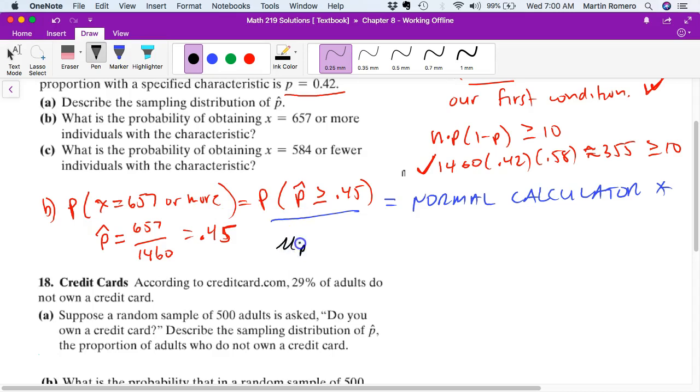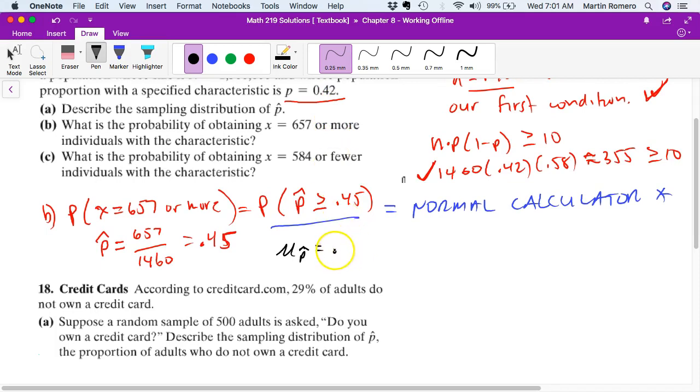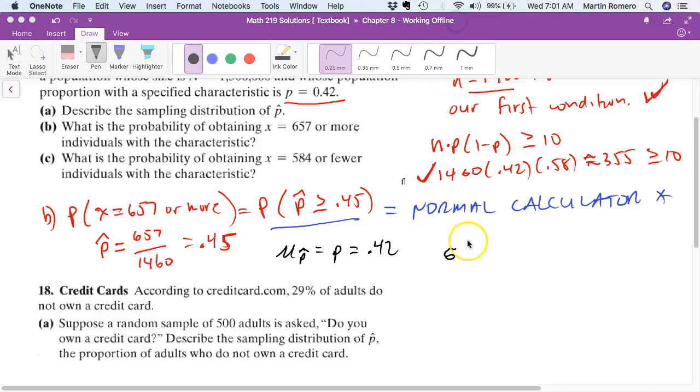What we know is that the mean of the sampling proportion is going to be equal to p, which is 0.42. So we have that value. And then the other important value we have from class is the standard deviation of the proportion, and the formula for that is the square root of p times 1 minus p, all over n.